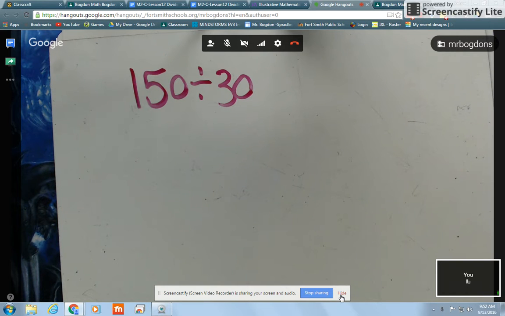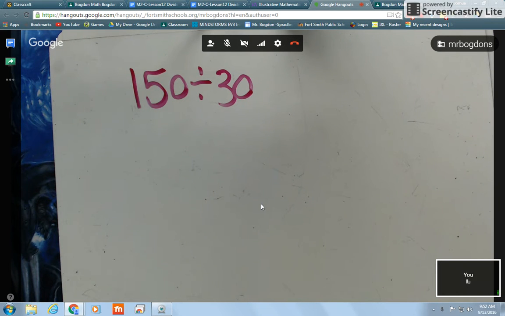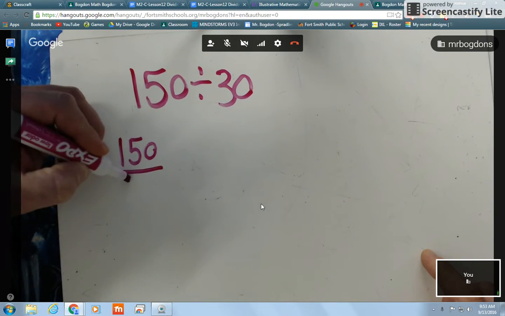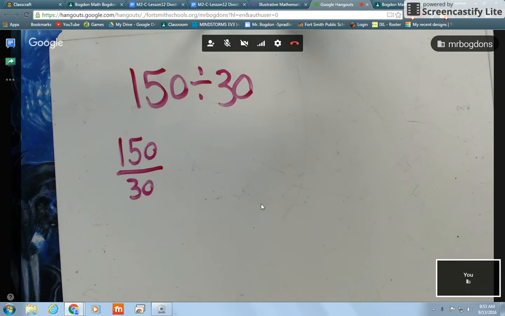3, 2, 1. Okay, 150 divided by 30. What are some different ways we can think of this? Cortera showed me one as I was walking around. She said that she could write it as a fraction, like this. That works. What's another way, ZZ?